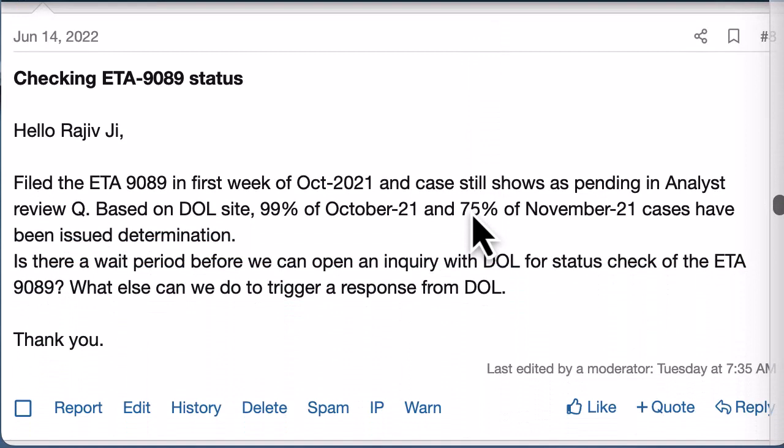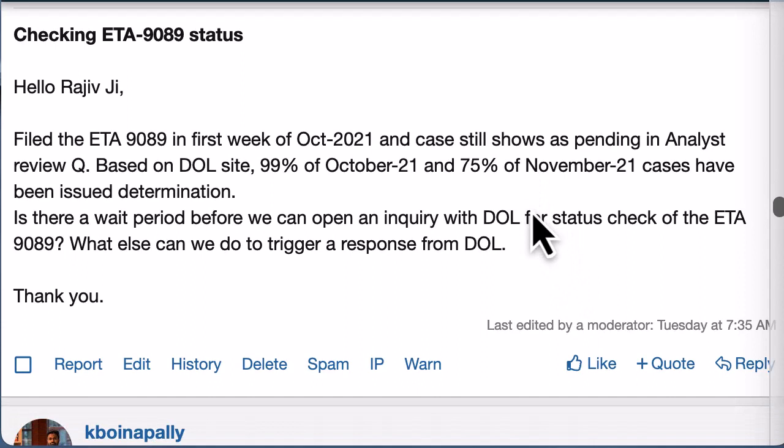Okay. Checking the ETA 9089 status. Case is still pending. 99% of October cases, 75% of November cases have been issued a decision. Is there a wait period before I can open an inquiry with the Department of Labor? I do not believe so. You can check with them. But normally I don't think you as an employee can. Your employer or your lawyer would have to. Okay. There's not much you can do. This is going to take what time it takes. *5 if you have a follow-up question on this.